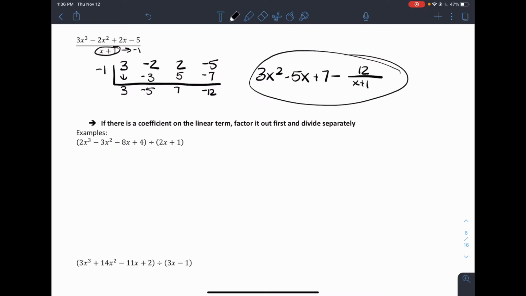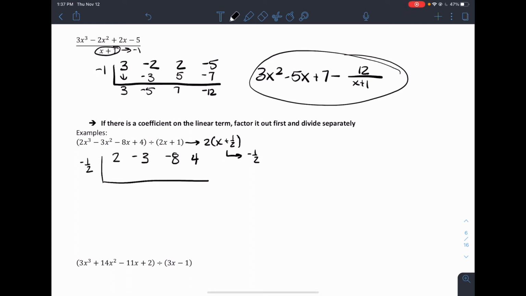Now we're going to look at what happens if there is a coefficient on the linear term. Here we have 2x plus 1 as our divisor. I'm going to rewrite this by factoring out that 2, so it's 2 times x plus a half. Then I'm going to use that x plus a half, so that should be negative 1/2. That's going to be my number outside of my synthetic division. So I'm going to have 2, negative 3, negative 8, positive 4, and negative 1/2 on the outside.